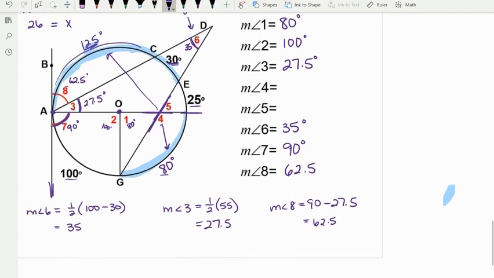Okay, so for the measure of angle 4, I'm going to do 1/2 of 125 plus 80. If I add those two together, 125 plus 80 gives us 205, and then half of that would make 102.5, angle 4. Now I could go through the same process to get angle 5, but anytime I've got these two, those are supplementary, right? So I could just do 180 minus 102.5, and that gives us 77.5.